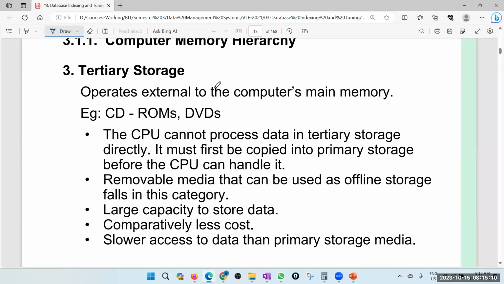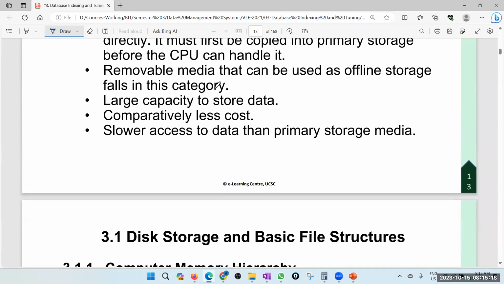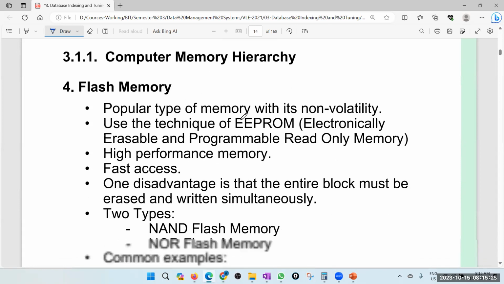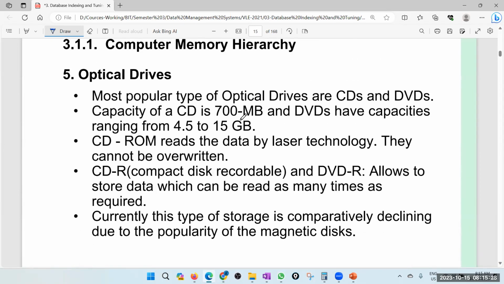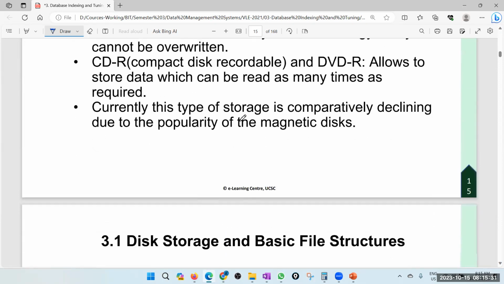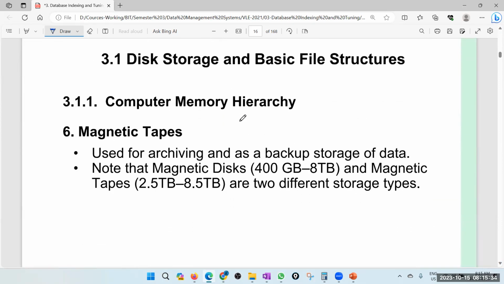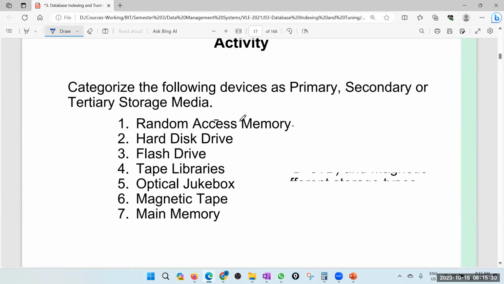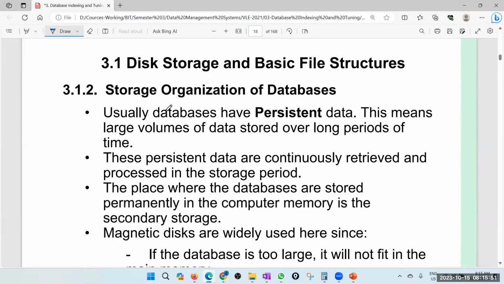So the tertiary storage is pretty much the backup storage. Huge in size because most of the time we want to back up the entire database, right? Not half of the database. So the flash memory, of course, the optical drives are there for tertiary storage. Still, some people use magnetic tapes, but it's very rare now. They have given you activities as usual. Categorize the following devices as primary, secondary, or tertiary storage media. So that you should be able to do.